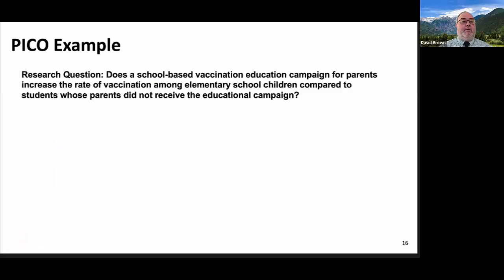So one example here is, does a school-based vaccination education campaign for parents increase the rate of vaccination among elementary school children compared to students whose parents did not receive the educational campaign? So again, in this, the intervention is that school-based vaccination education campaign for parents. The outcome is we're looking at increasing the rate of vaccination among elementary school children. Comparison is already defined for us: compared to students whose parents did not receive the educational campaign. So, I mean, it's all in the detail.